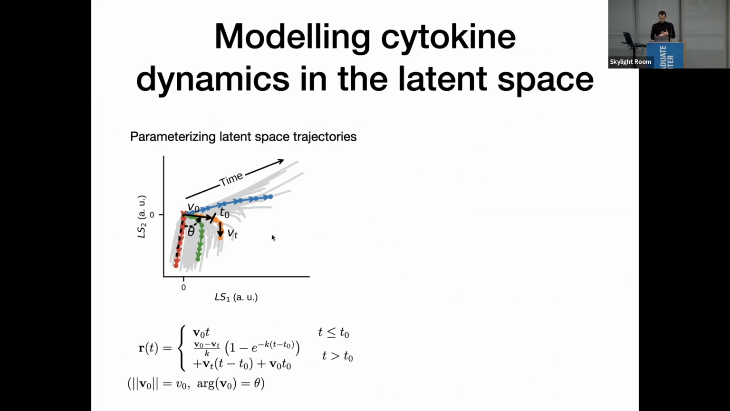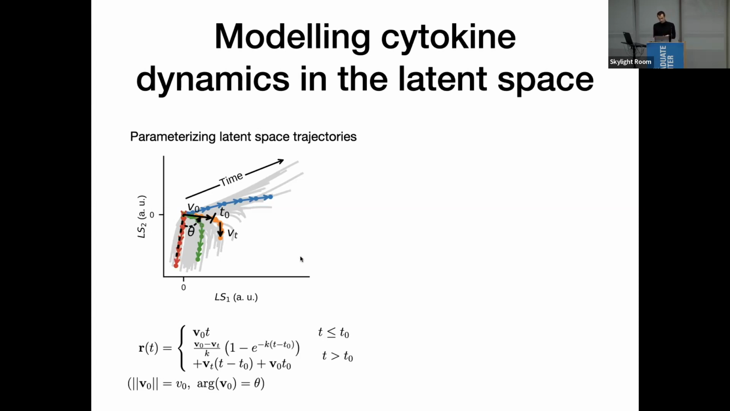We had different versions. The simplest one was inspired by the motion of a projectile in physics, where you have an initial velocity corresponding to how much cytokines you produce initially, time t0 at which consumption of some cytokines starts, and an initial theta that corresponds to the ratio of the different cytokines at early times.